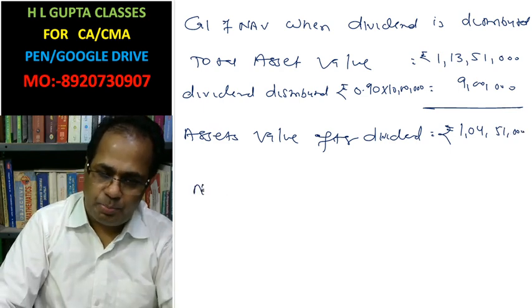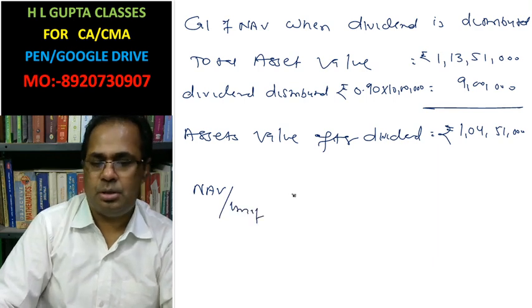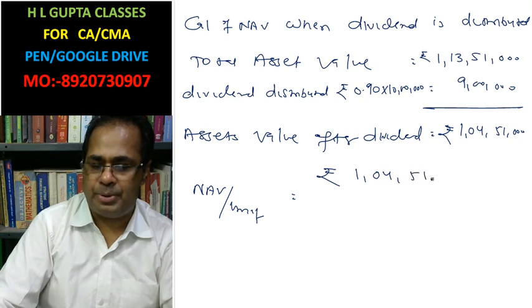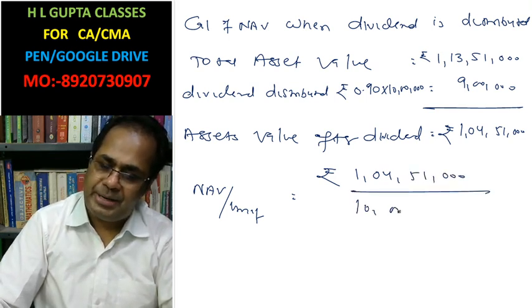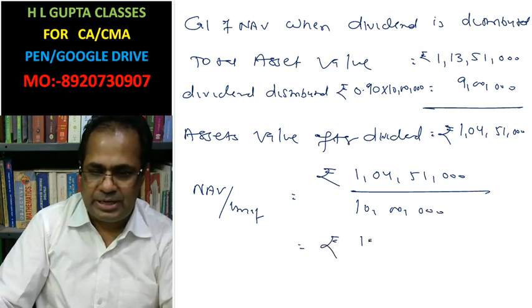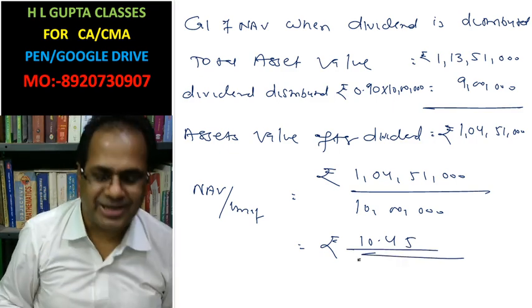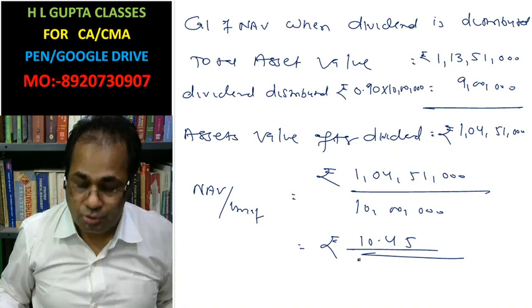Net assets value per unit: you have assets value of 1 crore 4,51,000. Total number of units you have is 10 lakh. So it is rupees 10.45 per unit. Okay. It is a very good question.